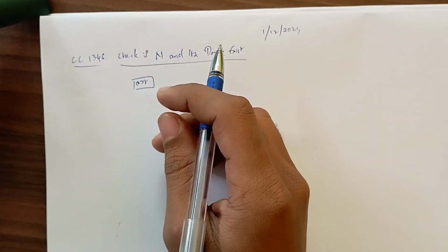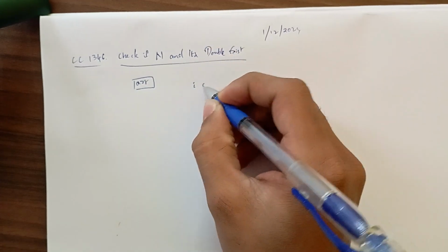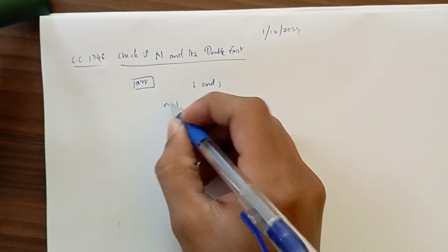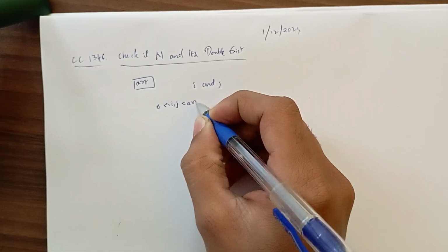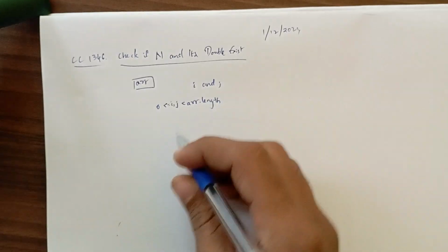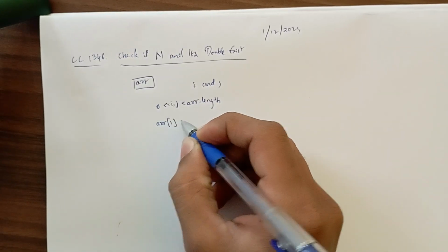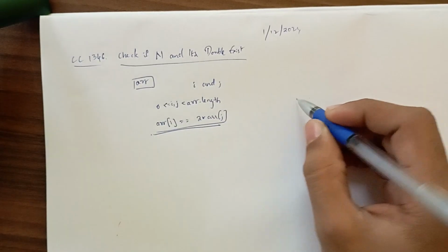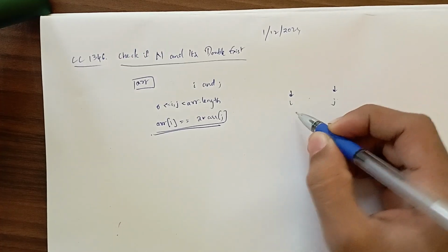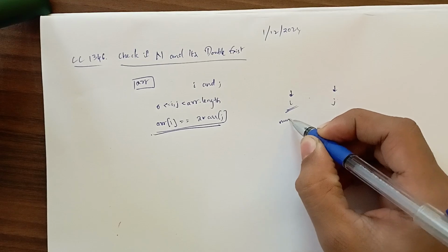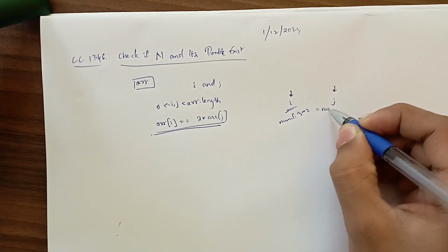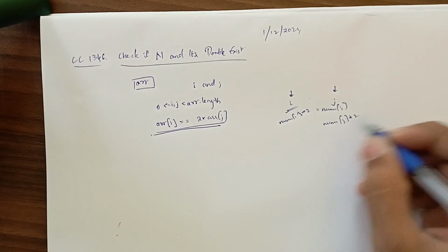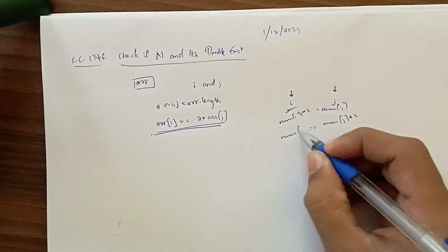We need to check if there exist two indices i and j, where i, j are greater than or equal to 0 and less than the length of the array. Now, array of i is equal to 2 into array of j. Either we need to take an index pair i, j where nums of i into 2 is equal to nums of j, or nums of j into 2 is equal to nums of i.